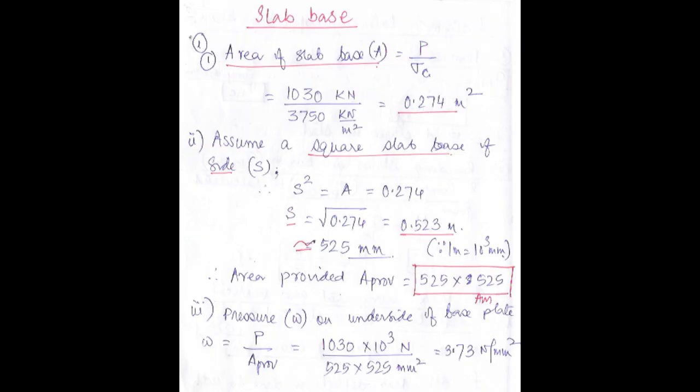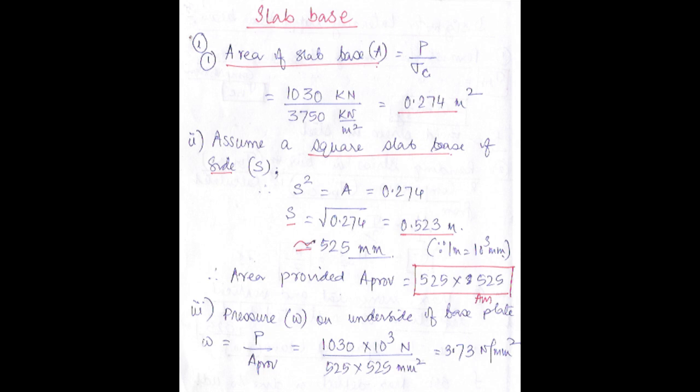First step. Area of the slab base A is equal to P by sigma C. What is P? 1030 kN. What is sigma C? 3750 kN per meter square. See, in this step I have not changed any unit. While doing the problem, please always remember the unit you are using. So here you can see that kilonewton will cancel, so we will get the area in meter square, correct? 0.274 meter square, the area of the slab base we have got.